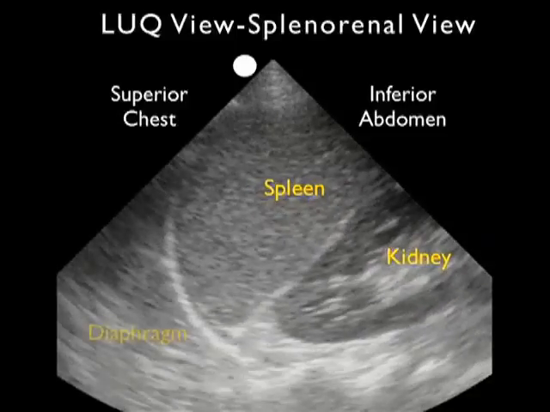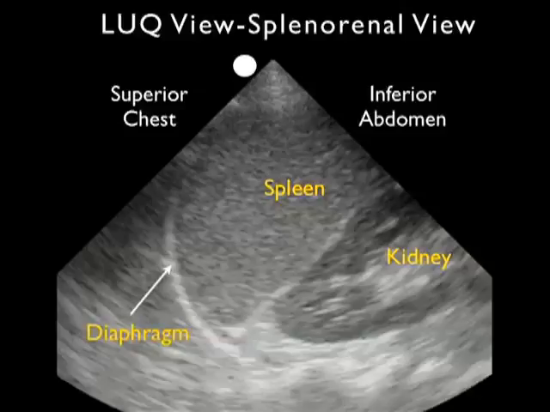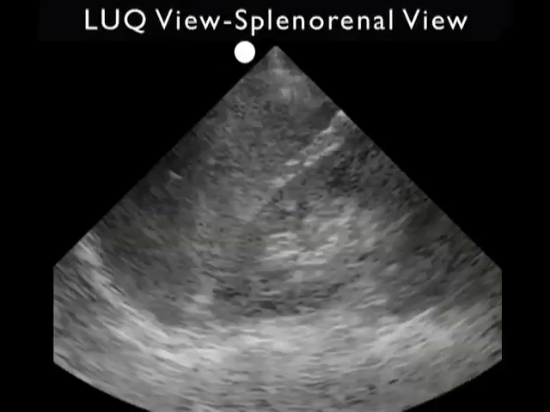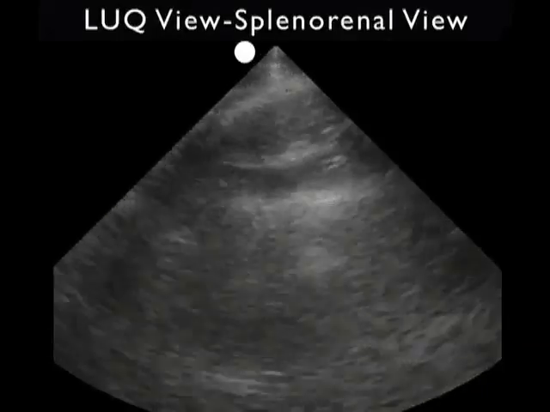Notice the curving white line just above the spleen, which is the diaphragm. Recall that in the left upper quadrant, fluid will accumulate preferentially in between the spleen and the diaphragm and will be a dark or anechoic stripe positioned there. Here's another normal video clip taken from the left upper quadrant.